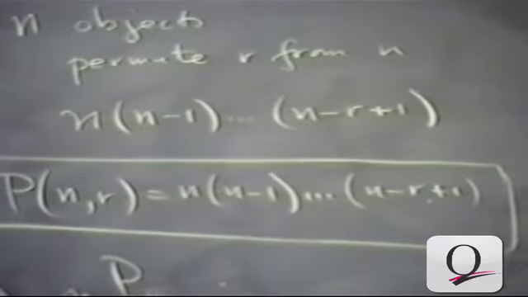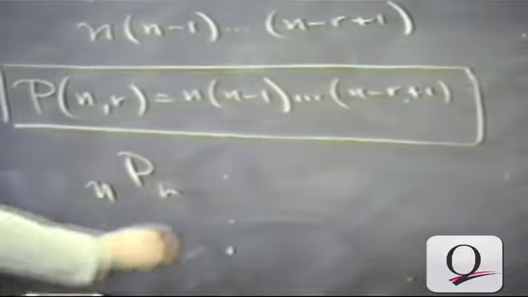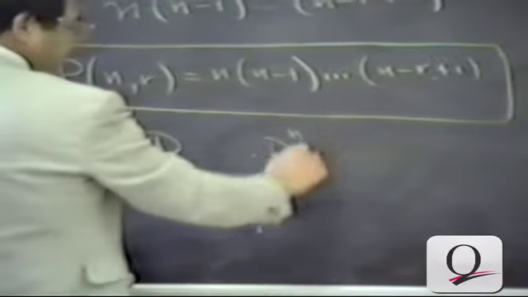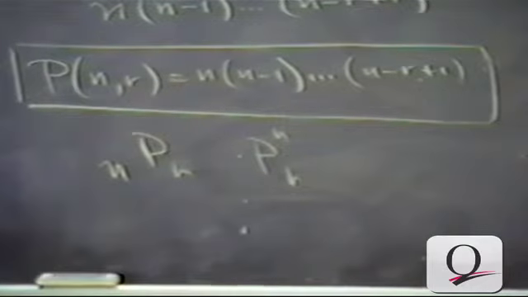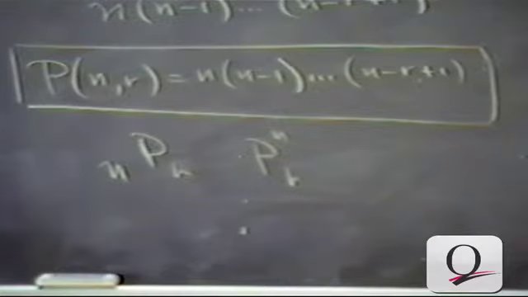Some notations are NPR for the number of permutations. Some are PNR. Some even switch the indices. But whatever it is, it's the number of permutations of R objects out of N.